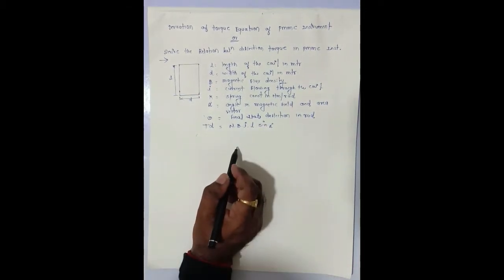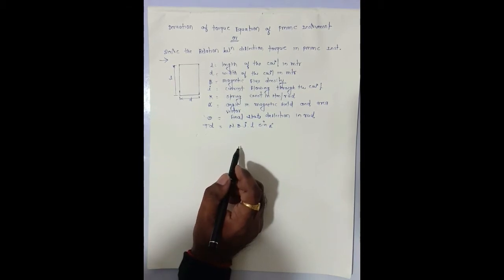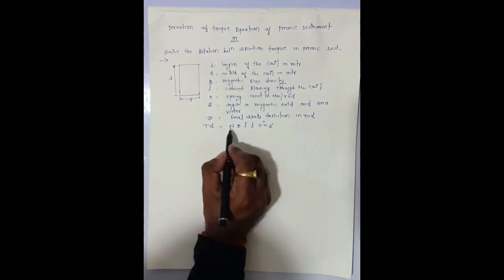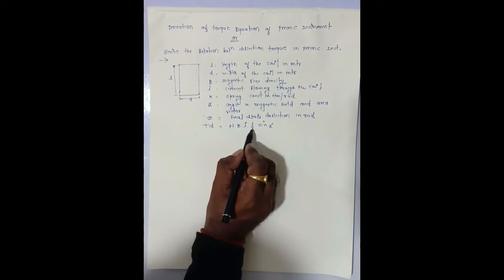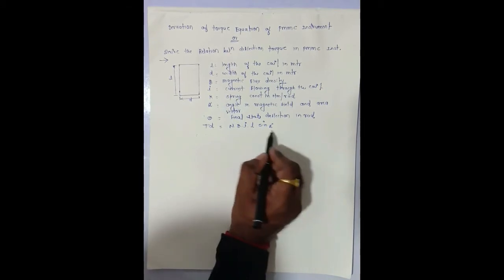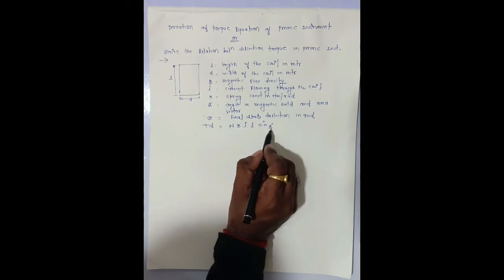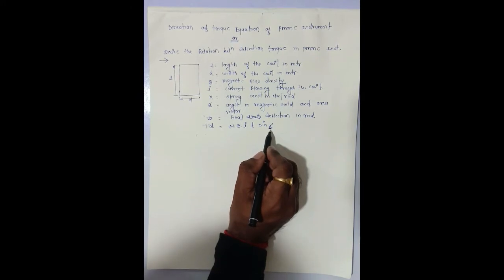In the previous video we have seen that the number of turns, magnetic flux density and length are constant terms, they never change. But the value of alpha is always 90 degrees. So why is this value of alpha 90 degrees? Let's see.